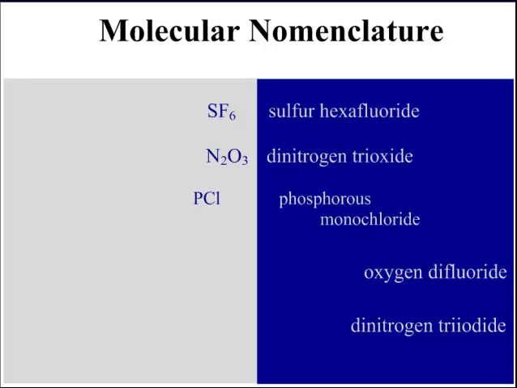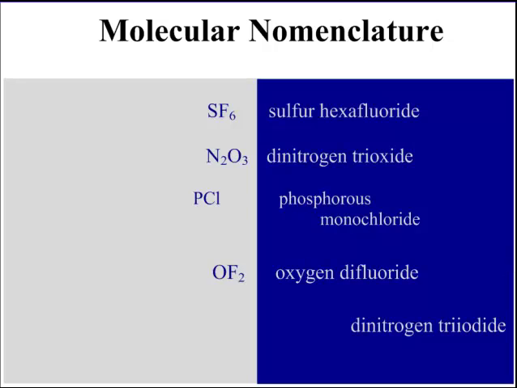For the 2 names down below, you're doing the same thing, just in reverse. Since this first one doesn't have a prefix on the word oxygen, that means there's only one of them. And then it says difluoride, so that means we have 2 fluorines. So that formula is OF2.